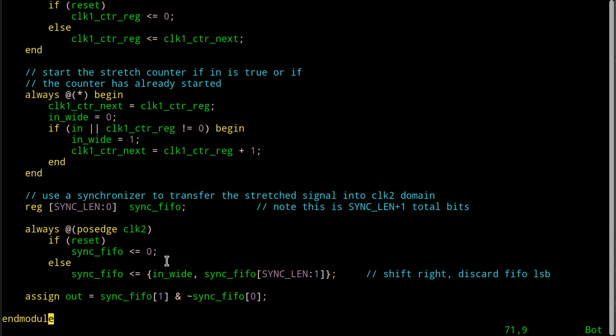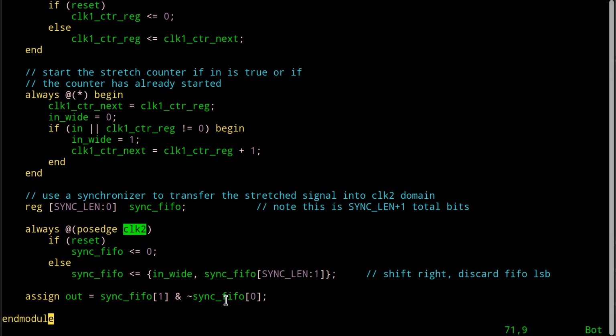Then down here, as long as I'm not resetting the circuit, the FIFO gets loaded just like we did before with our input value, followed by whatever remaining bits are in our FIFO. In the default config, it's going to have 3 bits in it. So it'll grab 2 bits that were in the FIFO before, throwing away the least significant bit, and it will shift in the new input value in the most significant bit every time clock 2 ticks. So this is pretty much a generic synchronizer.